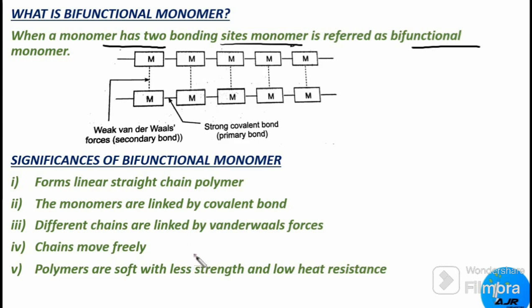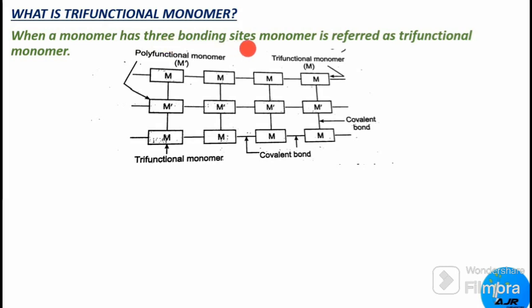Next we shall see what a trifunctional monomer is. When a monomer has three bonding sites, then the monomer is referred to as a trifunctional monomer. So this is a monomer. It has one bonding site, another bonding site, another bonding site. Here in this monomer, 1, 2, 3. So three bonding sites are there. So if a monomer has three bonding sites or three reactive sites, we refer to that monomer as a trifunctional monomer. If a monomer has more than three bonding sites, then we call that a polyfunctional monomer.